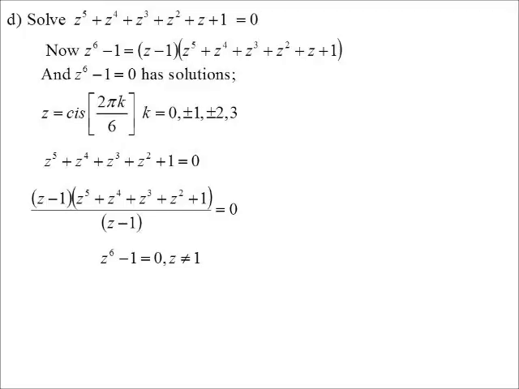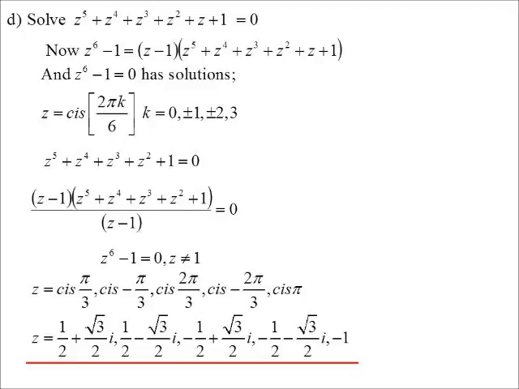Well, I know 1 is not a solution to this equation, for a couple of reasons. If I sub it into the equation, clearly I'm not going to get 0. But the other reason, I created the solution when I multiplied top and bottom by z minus 1. The original equation, it's not part of that. So therefore, it must be all of these solutions up here, the cis 2 pi k on 6, but not including the solution z equals 1.